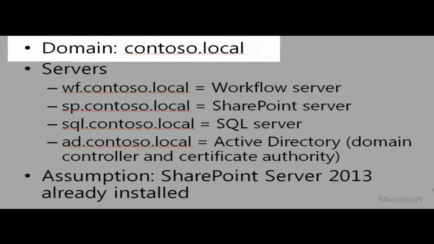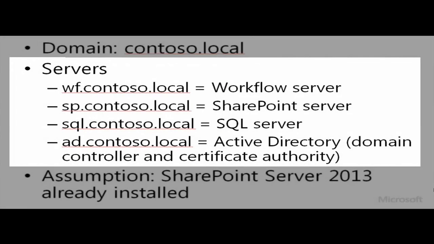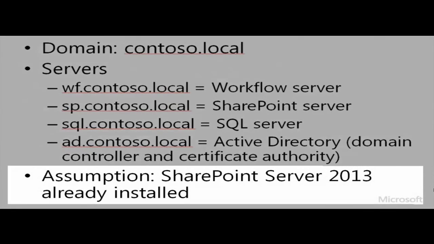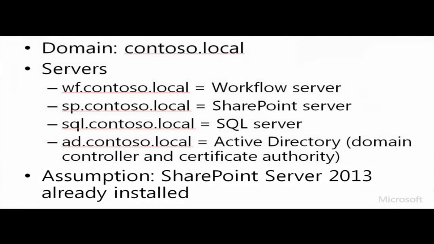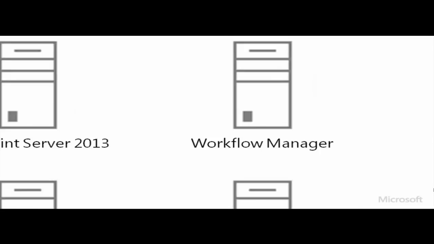In this scenario, the domain is called contoso.local, and we have named the 4 servers with descriptive names. We also have the assumption that SharePoint Server 2013 is already installed. To install and configure workflow, we need to complete 3 steps.